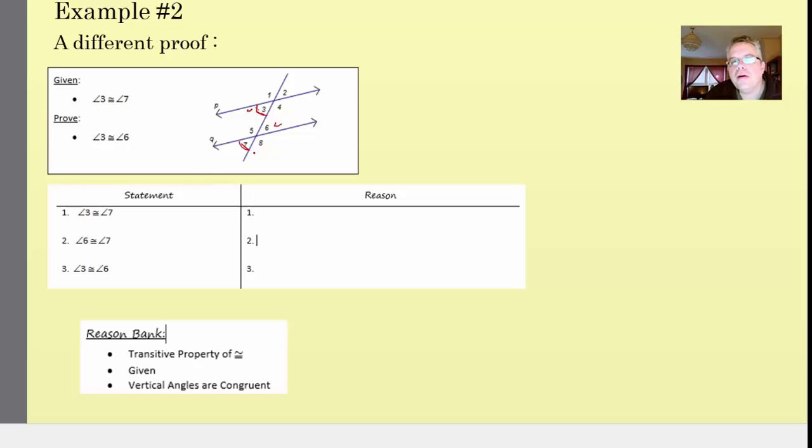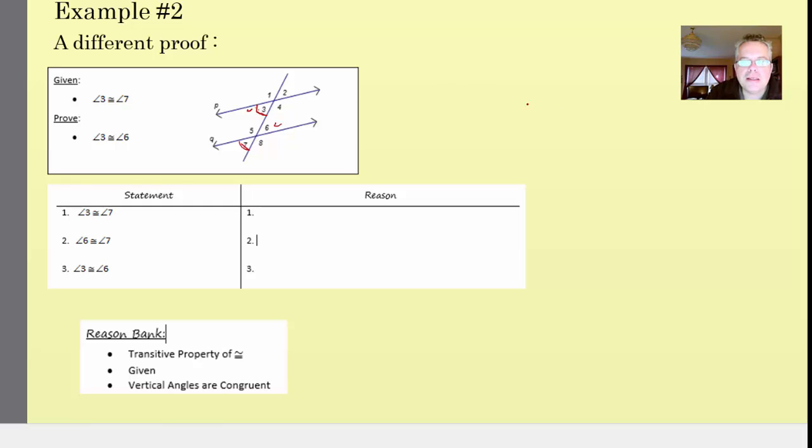Now you might say, wait, are angle 3 and 6 congruent because they're alternate interior? That's what we're trying to show. We're trying to show that if corresponding angles are congruent, then alternate interior ones are also. We're trying to prove that. So we know it's true, we're just trying to show why it's true. Okay, so this only has 3 steps.